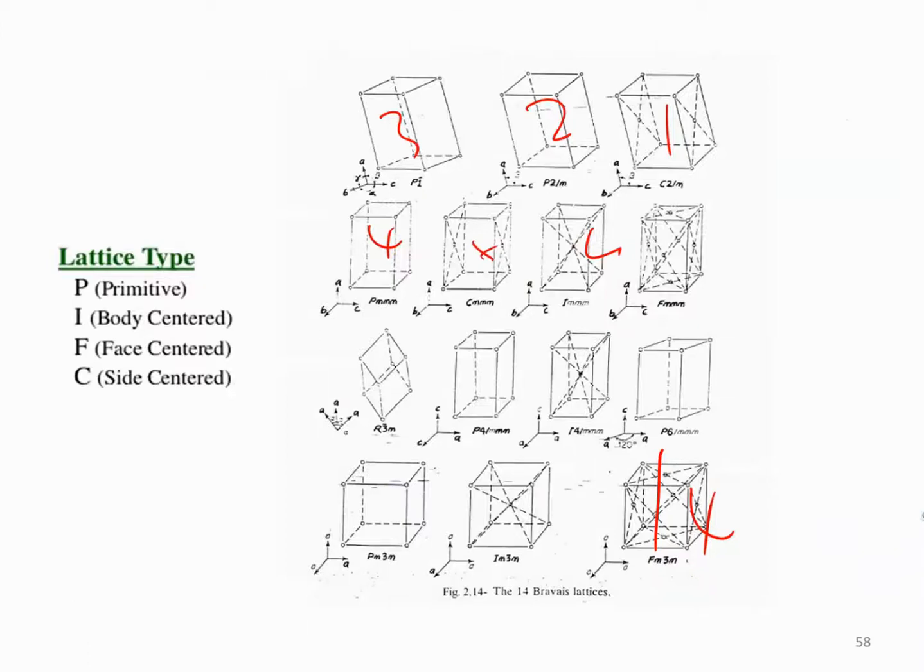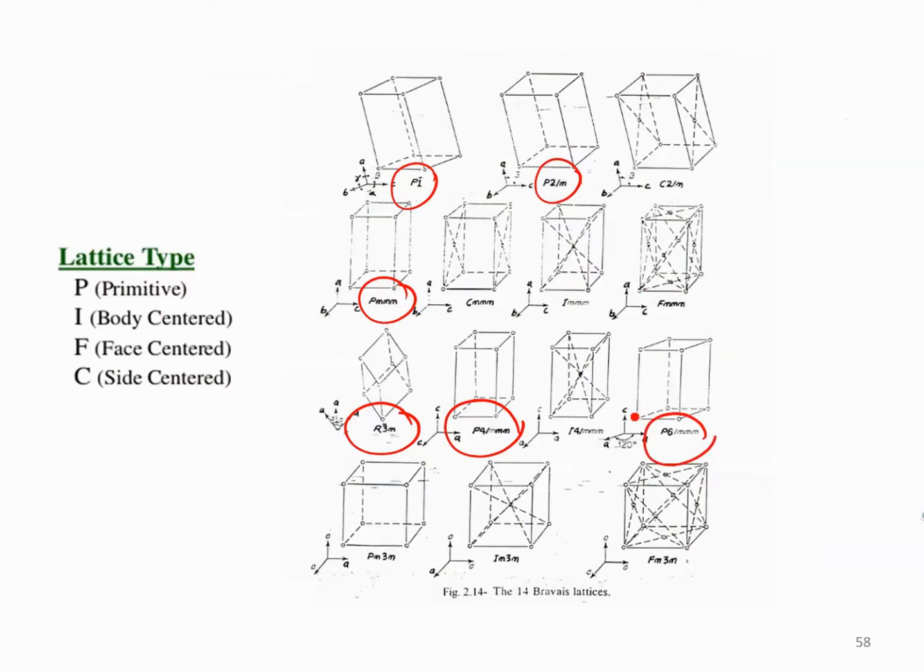And out of this Bravais lattice, 7 are primitive and the other 7 are non-primitive. Okay, so the primitive one is very simple. You can see it's coded with P, P, P, R, P, P, P. So 1, 2, 3, 4, 5, 6, 7.